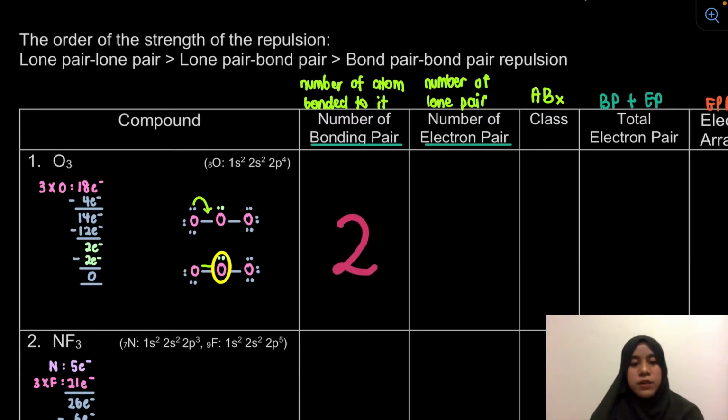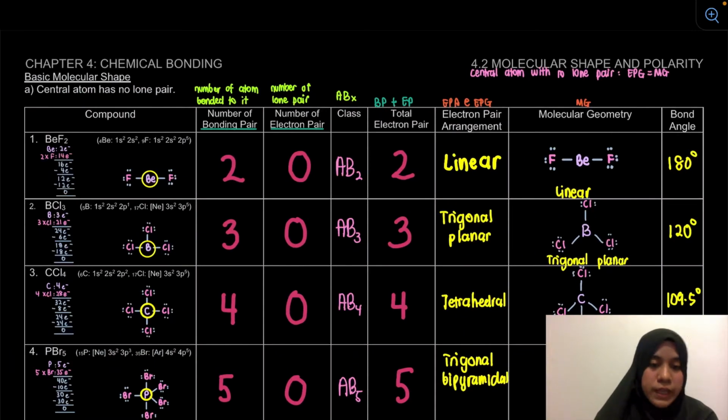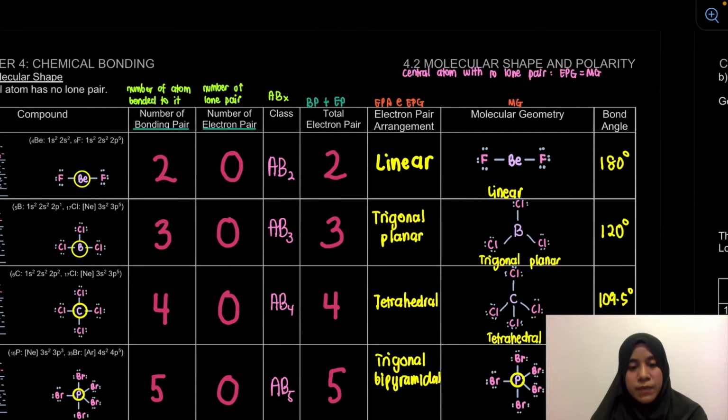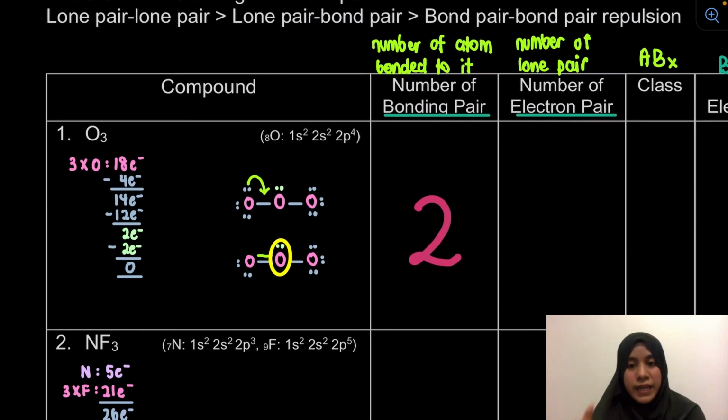Okay, so again, number of bonding pair ni bukan number of bond tau. Dia number of atom bonded to it. Previously, where we have looked for the case of most of our single bond ni, samalah number of bonding pair. Number of bond tu dengan number of bonding pair kita sama. Tapi sebab bila ada yang double bond ni jadi lain sikit. Tapi again, number of bonding pair must be the number of atom bonded to it.